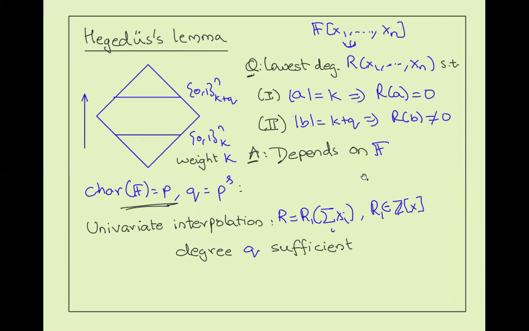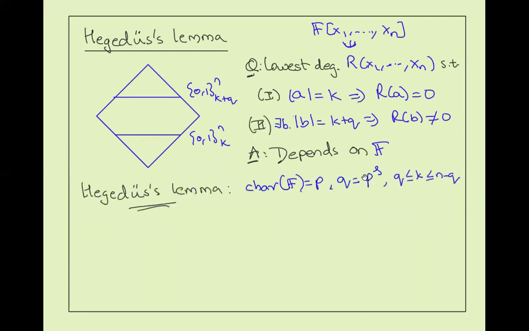Okay. And what Hegedus's lemma tells us is that this is tight. Hegedus's lemma actually says that this construction cannot be improved. More formally, over a field of characteristic p with q being a power of p, Hegedus's lemma shows that any polynomial R that distinguishes between weight k and k plus q actually has degree at least q. So this is a pretty nice lemma.